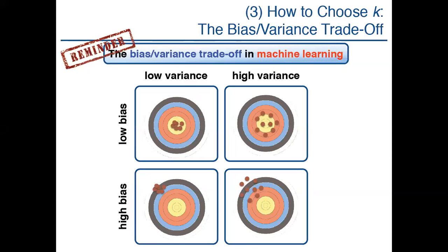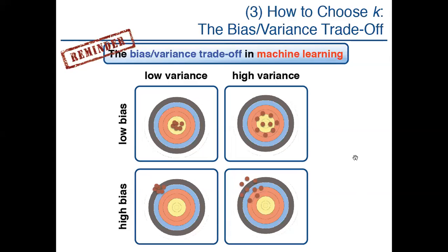Now the third thing is, how do you choose a value of k? Should you do a 1 nearest neighbor, a 2 nearest neighbor, a 3 nearest neighbor, and so on? How do you choose that? So remember the bias variance trade-off that we discussed in the previous weeks.